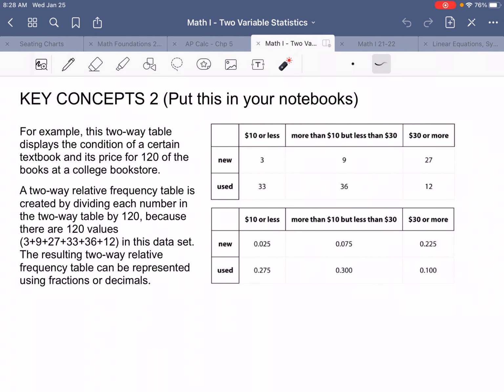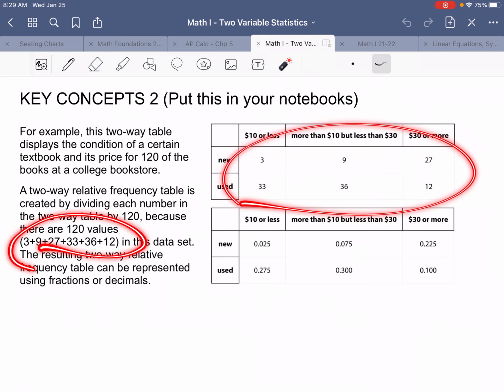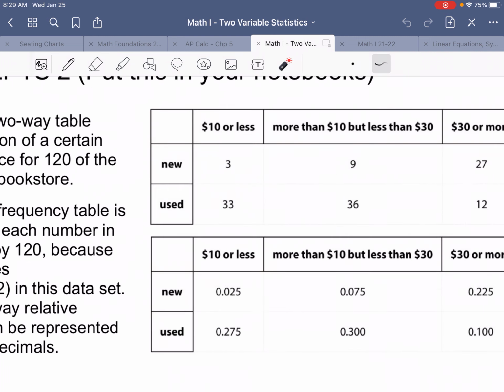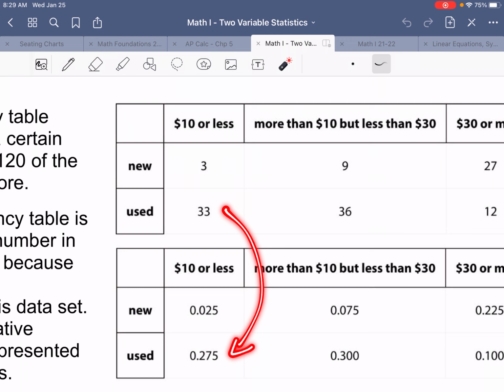This two-way table displays the condition of a certain textbook and its price for 120 of the books at a college bookstore. So we have 120 books total. A two-way relative frequency table is created by dividing each number in the two-way table by 120, because we have a total of 120 different values. That's all they're doing here. So you take this 33 and divide it by 120. If you take 33 divided by 120, you should get this number right here.